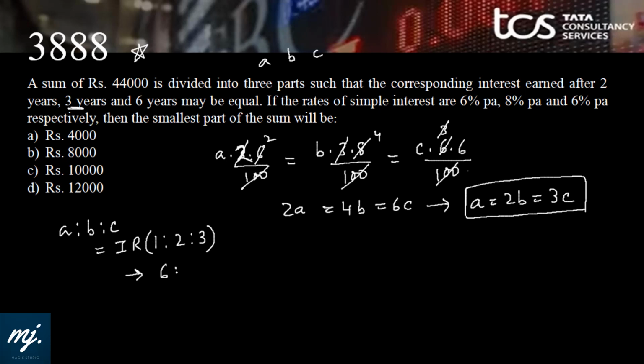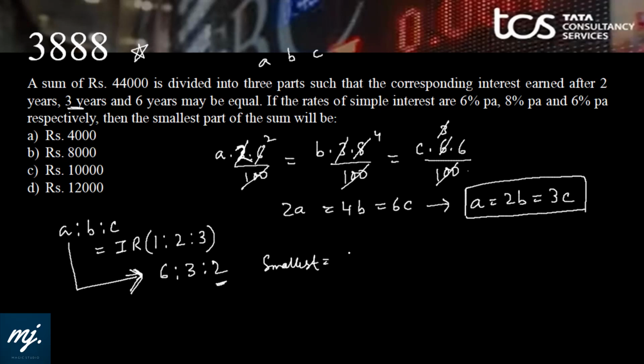Height 1 multiply the rest, 6. Height 2 multiply the rest, 3. Height 3 multiply the rest, 2. That means the ratio of investment of A : B : C is 6 : 3 : 2. Then the sum of the parts is 11, and the smallest part is 2.